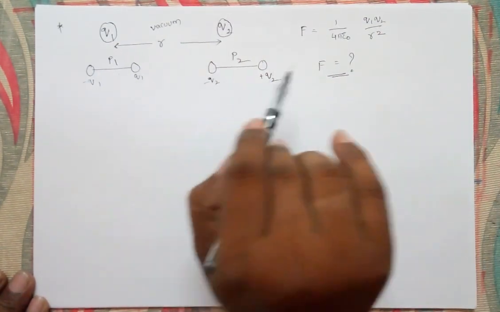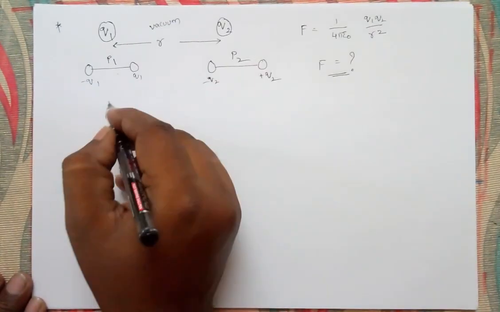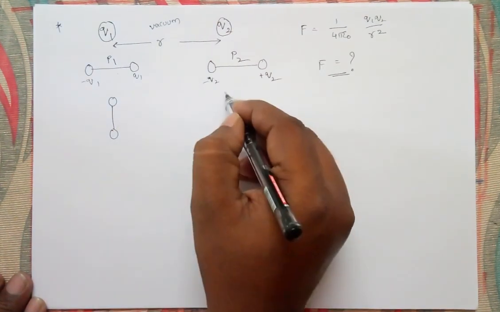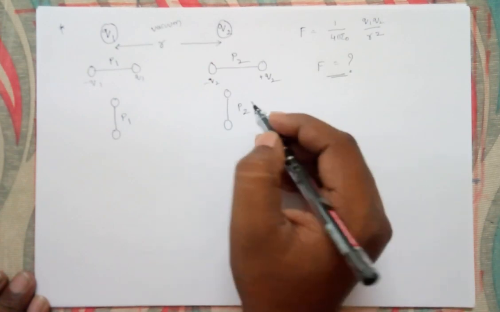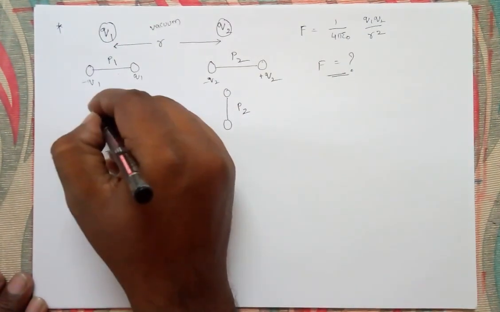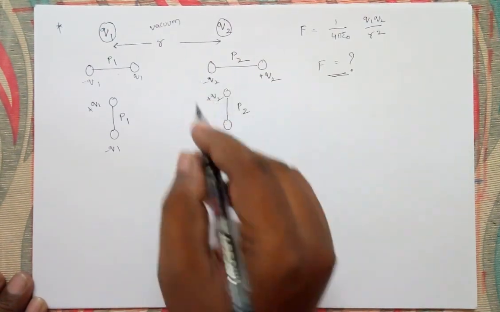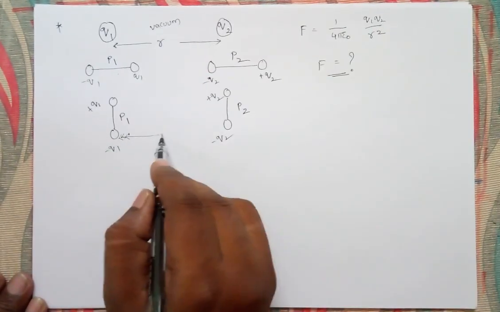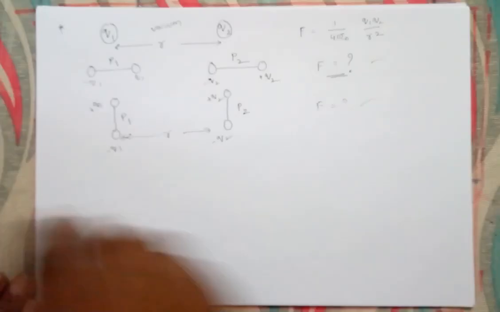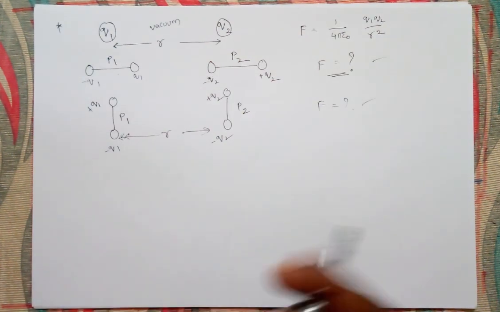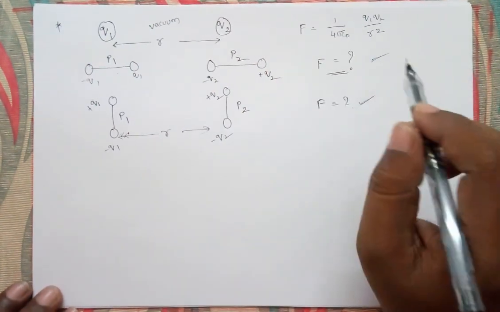So here a system of two charges is there. What is the force between them if they are arranged along the line, or if they are arranged like this? One is dipole moment P1, another is dipole moment P2, minus Q1 plus Q1, minus Q2 plus Q2, two dipoles separated by distance R. What is the force in this case? These are the forces we need to calculate.